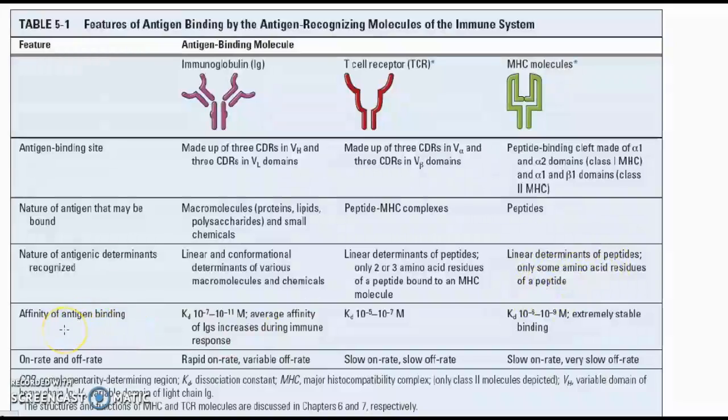The affinity of antigen binding is most powerful in immunoglobulin because it needs a lower dissociation constant concentration to make a stable interaction with antigen. And the loosest one is the T-cell receptor. It needs a higher concentration to make a stable interaction with antigen.